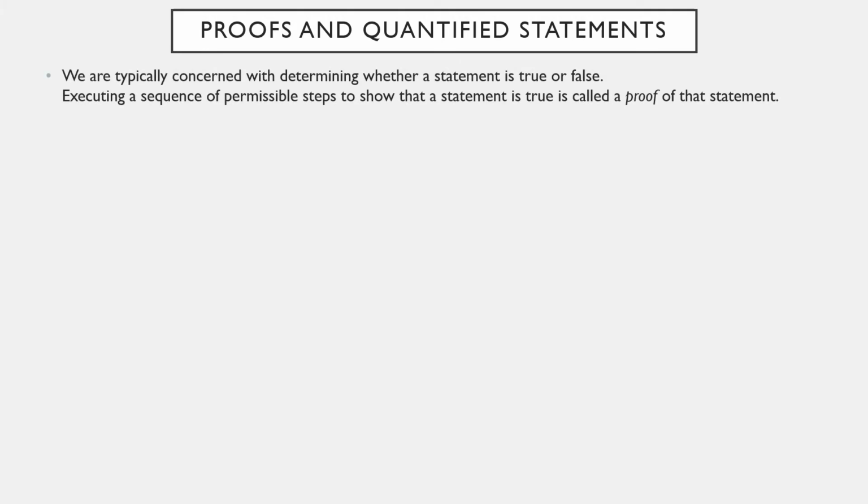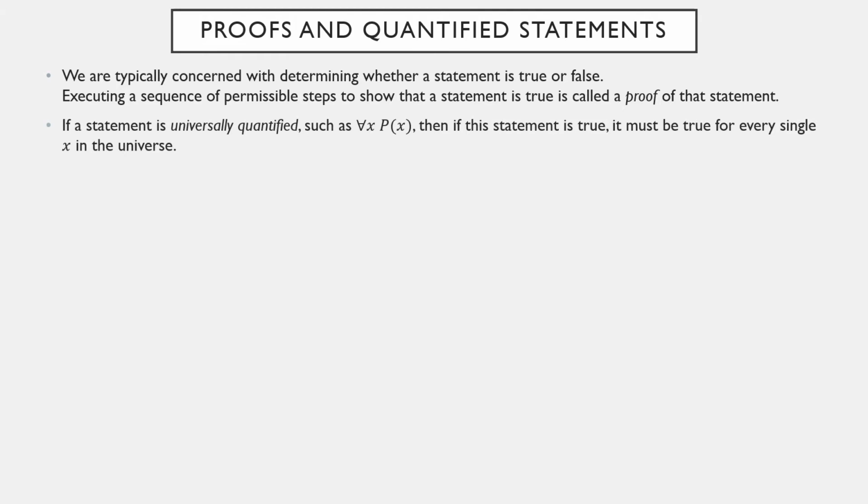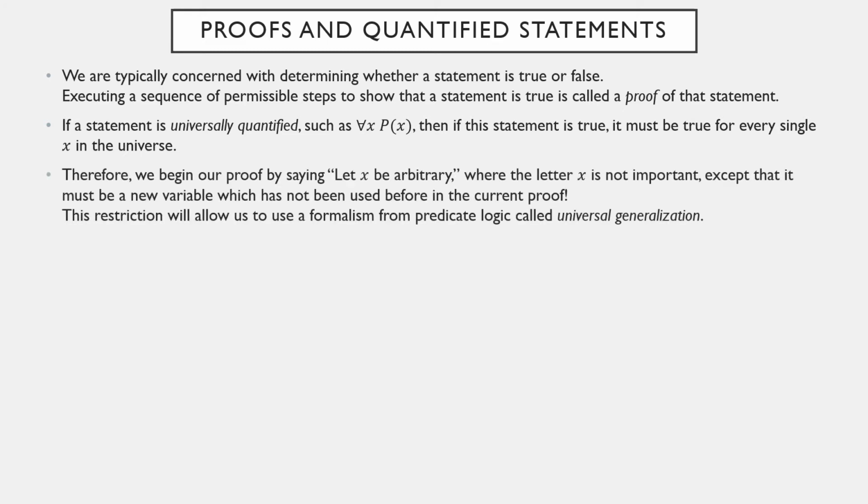So typically what we want to do is determine whether a statement is true or if it's false. Okay? And if we can do so in a finite list of permitted steps, that's called a proof. If a statement is universally quantified, for every x, p of x is true. If that is true overall, it has to be true for every single element of the universe. So what you have to do is you begin your proof by saying, suppose x is arbitrary. Suppose x is in the universe, but we do not specify which one it is.